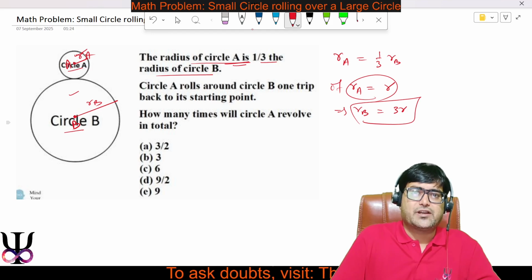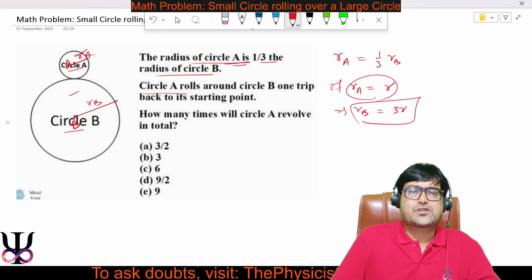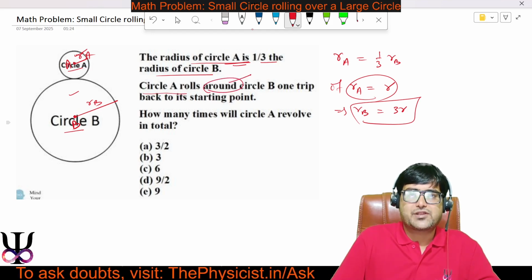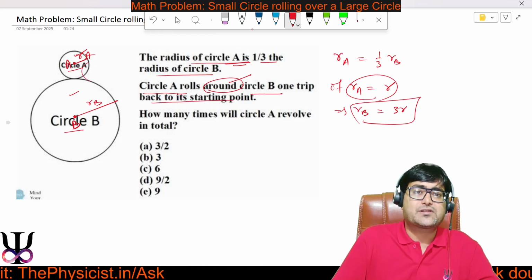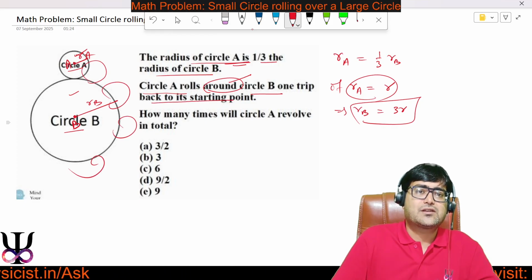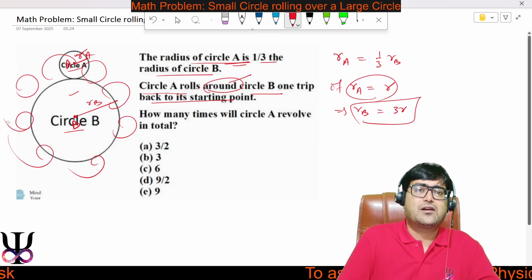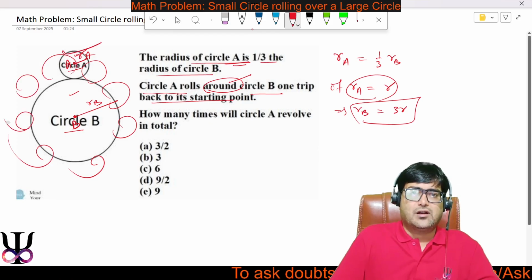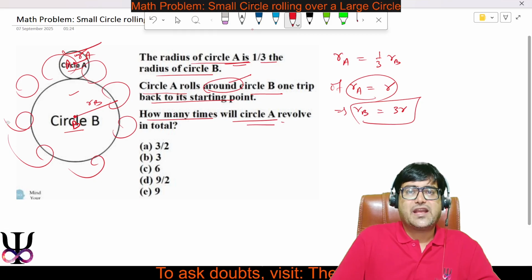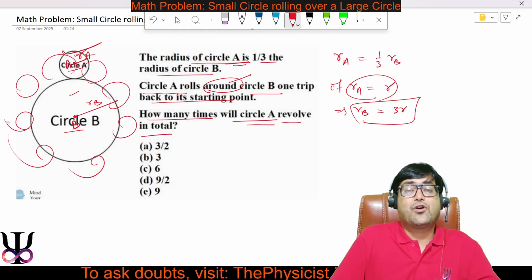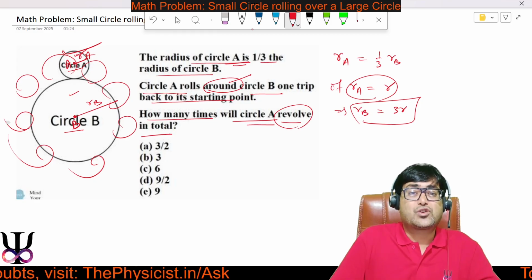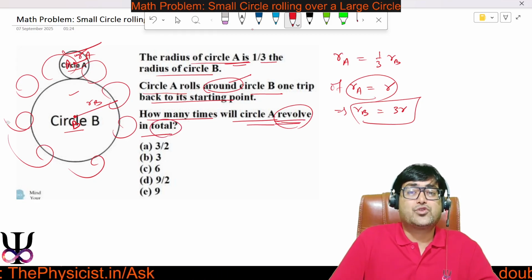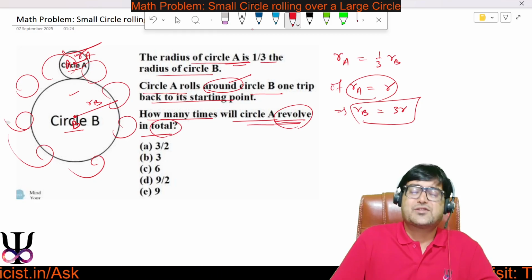Let me proceed. Now, it says circle A rolls around, pay attention to this, around circle B, one trip back to its starting point. That means it rolls like this and comes back here once. How many times will circle A revolve in total? Revolve means what? The total number of revolutions, right? So how do you find it?